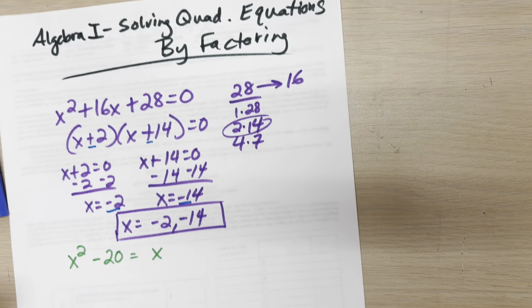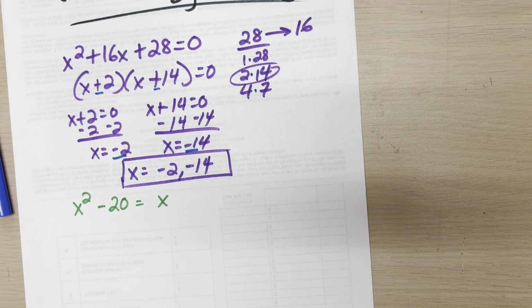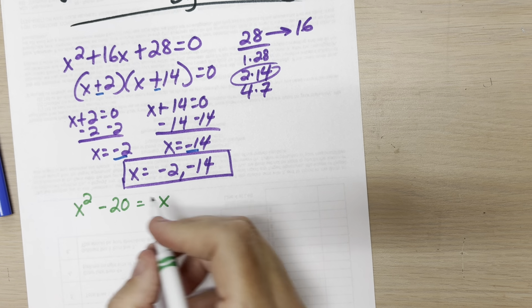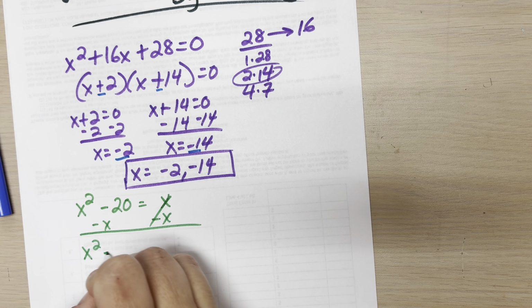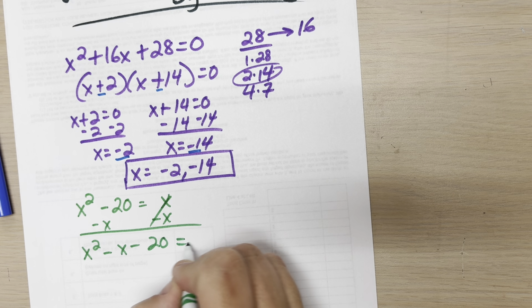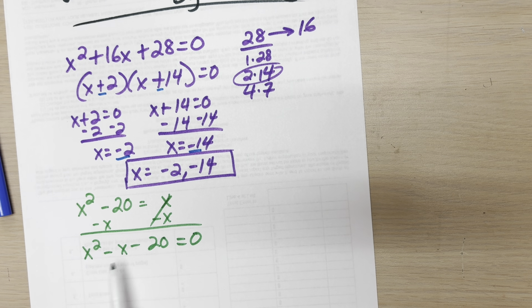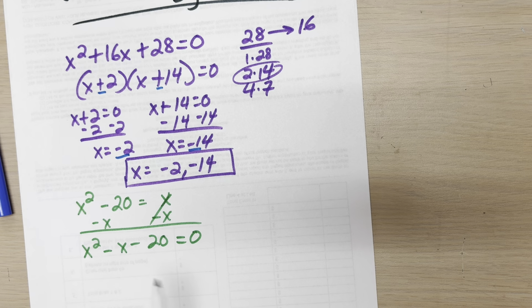Okay, let's look at another one. X squared minus 20 is equal to x. Now I need to set this to 0, so we're going to subtract the x on both sides. X squared minus x minus 20. You want to have this in standard form. So the squared term, the linear term, and then the constant.